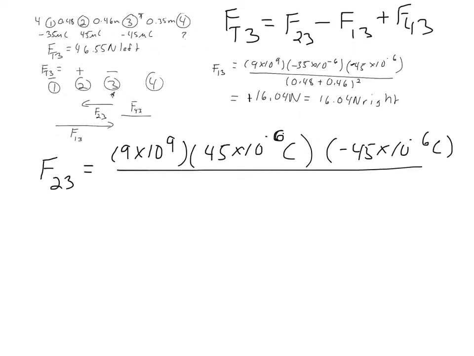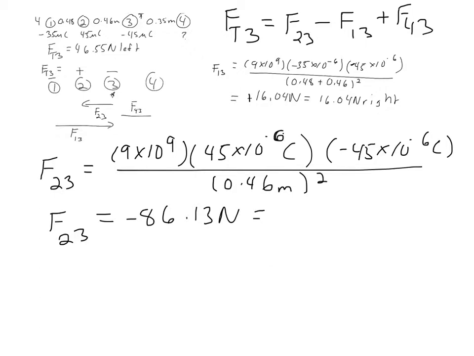all that over the distance between 2 and 3, which is 0.46 meters, quantity squared. If we do that math, we get the force of 2 on 3 is equal to negative 86.13 newtons. So now we're going to drop the negative, and we'll get our arrow, and F2 on 3 is pointed to the left. So now we get 86.13 newtons left.